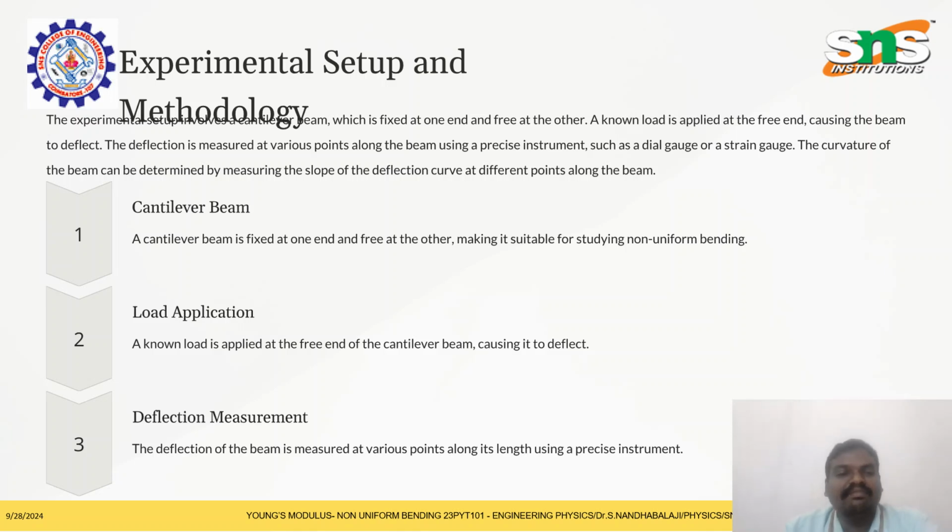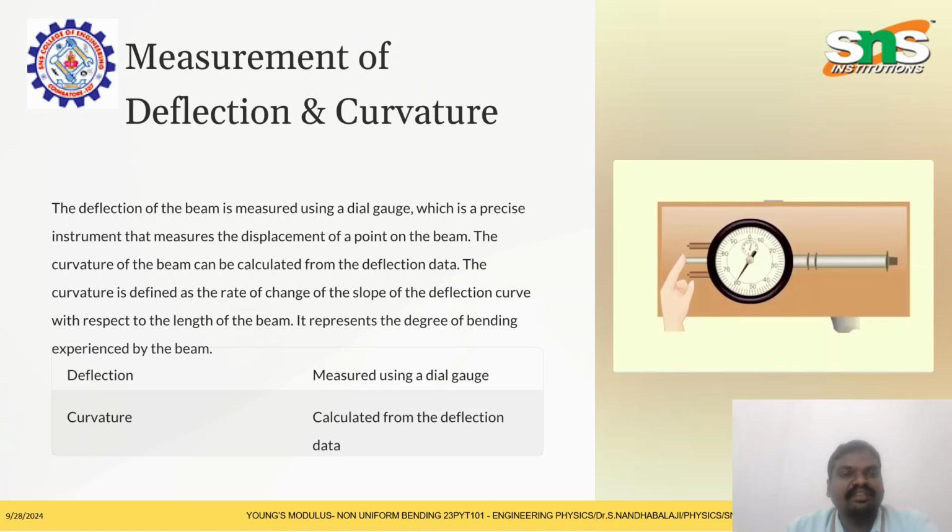along the beam. Cantilever beam: a cantilever beam is fixed at one end and free at the other end, making it suitable for studying non-uniform bending. Load application: a known load is applied at the free end of the cantilever beam, causing it to deflect. Deflection measurement: the deflection of the beam is measured at various points along its length using a precise instrument.